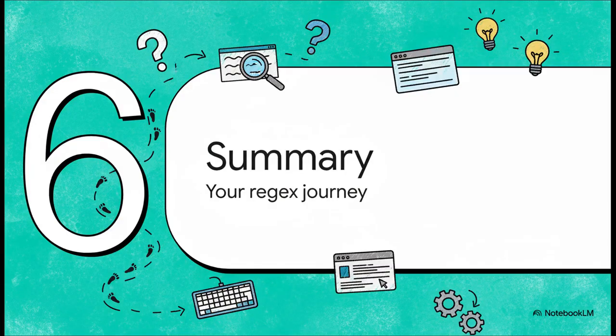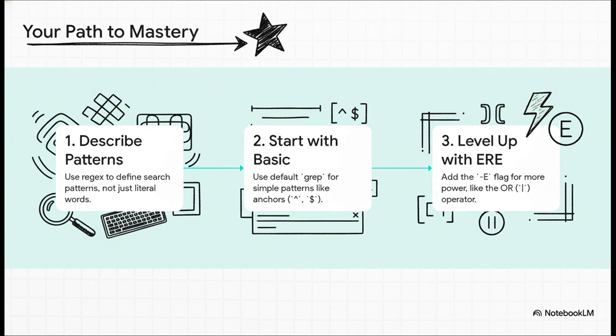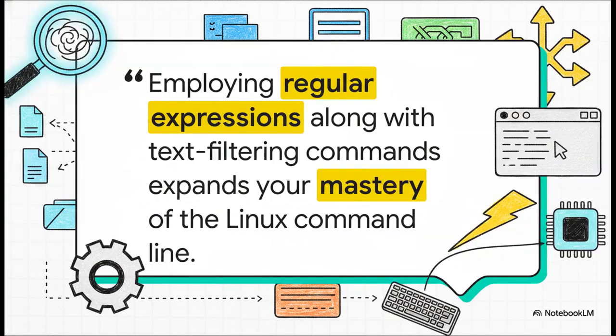Okay, that was a lot to take in, but you now have the core concepts you need to start using regular expressions on the command line. Let's do a super quick recap of the journey. So the biggest thing is to shift your thinking from just words to patterns. Start with the basics. Default grep is perfect for those simple searches. And then, when you need more firepower, you level up with the -e flag to unlock tools like the OR operator. And you know, this quote really nails it.